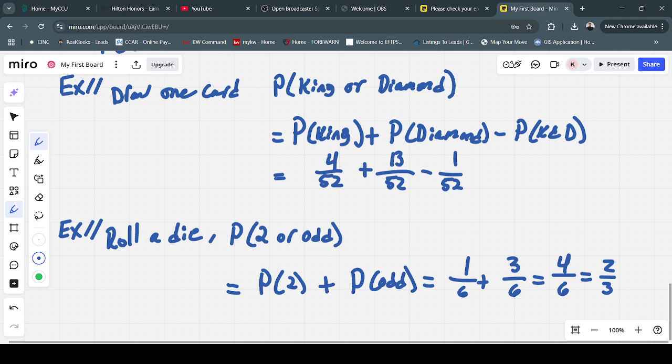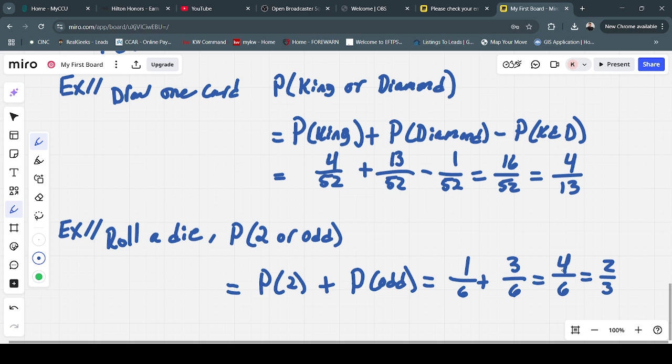Oh, I just realized I didn't answer this question. I didn't finish this one. For the deck of cards, for the king or diamond, we do 4 plus 13. That's 17 minus 1. You get 16 out of 52. I got so excited about the mutually exclusive stuff that I forgot to write this down. And 16 out of 52 should reduce down to 4 over 13.